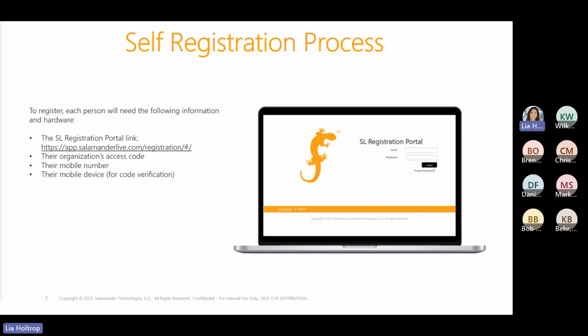Third, you're going to need your phone number, which is very important. This is your mobile number. Why is this mobile number important? Because this mobile number is going to be used to tie your registration. When you register that mobile number, it's going to be tied to your actual profile. And then you'll also need your mobile device. Why do you need that? It's for code verification. Once you register your phone number, you're going to receive a 6-digit verification code that you'll need to enter into the portal to start your registration process.